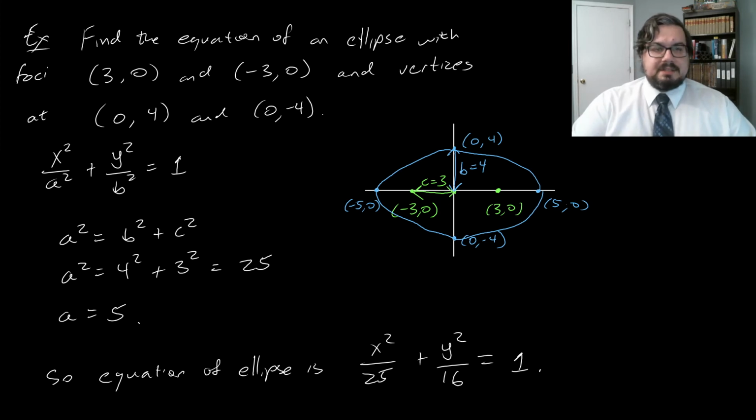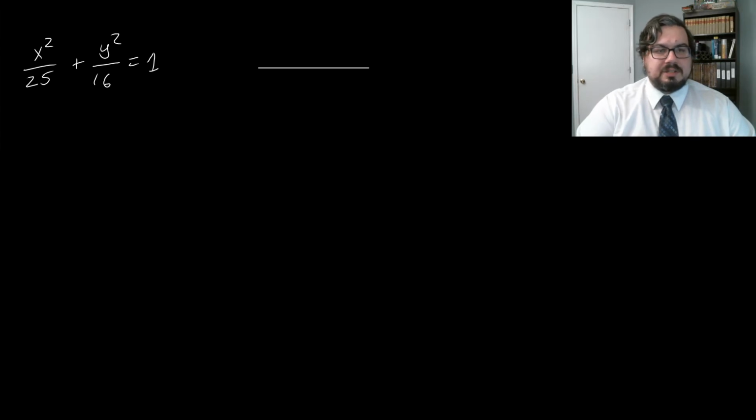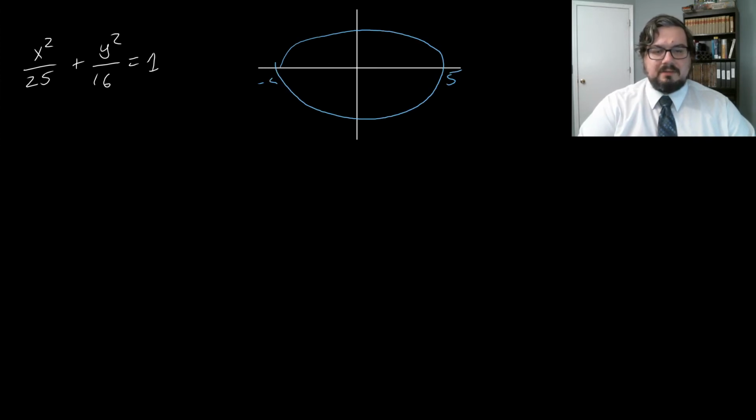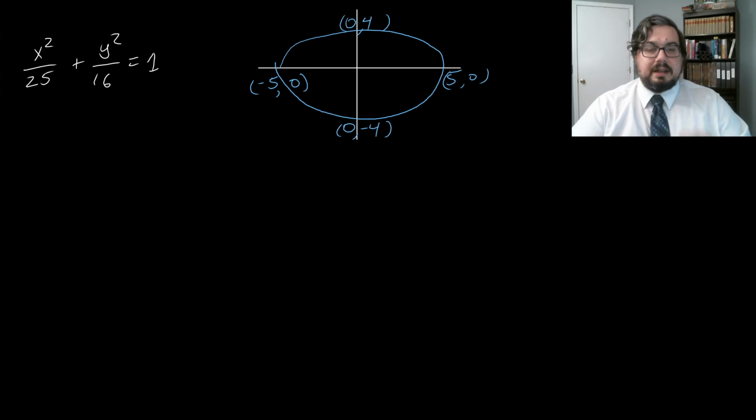Now, let's take this ellipse with this equation and consider what happens if we want to try to solve for one of the variables. So we have x squared over 25 plus y squared over 16 equals 1, which gives us an ellipse like we just had sketched. Approximately like this, going out to 5, -5, up to 4, and -4. So that's 5, 0, -5, 0, 0, 4, 0, -4.